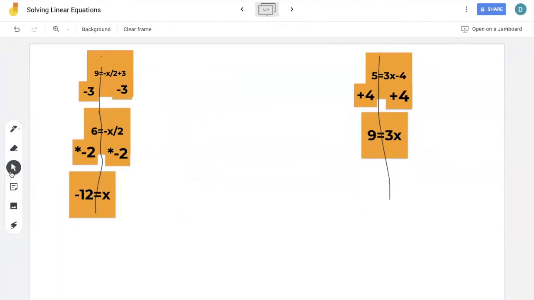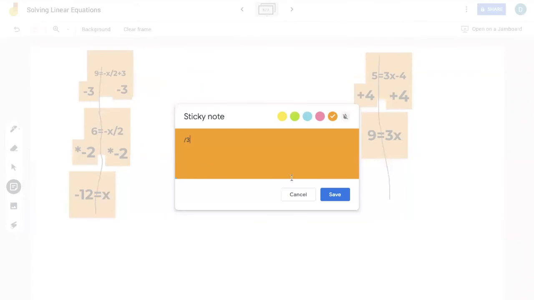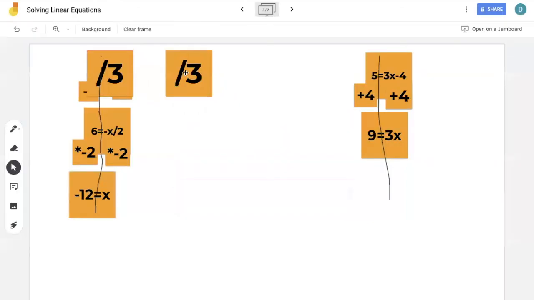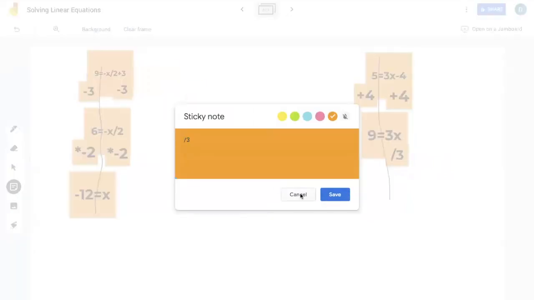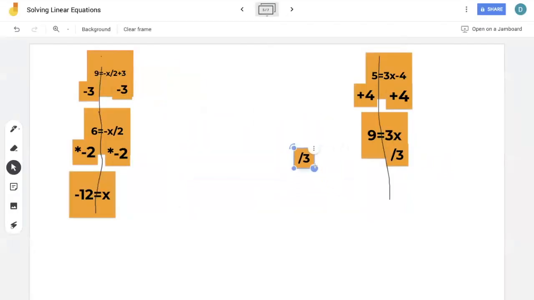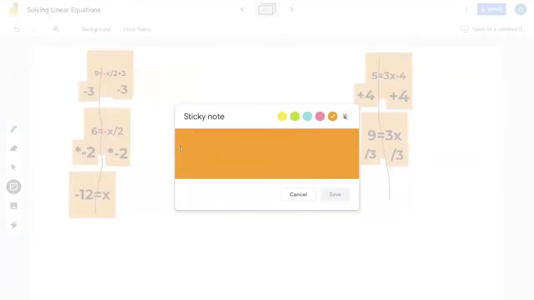Well, we just divide each side by 3. And why is this? Well, we'll end up with 1x equals 3. Spoiler alert, this will end up being 3. Because 9 divided by 3 is 3. Remember, we want 1x to equal something. So 3 equals x.